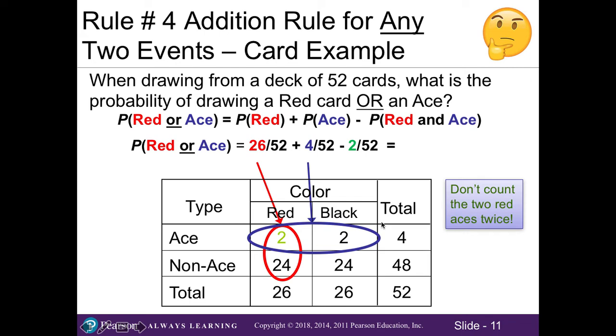Notice though that what we have identified as our probabilities for red cards and aces has an overlap of red aces specifically. So we will subtract 2 over 52 because we don't want to count the red aces twice. And so we've got a fraction here where we'll add up 26 and 4 and subtract 2, with the denominator over 52. And that'll give us our probability that we either get a red card or an ace at 0.54. As you can see in the chart here, we're doing a joint frequency table, which we learned about in Chapter 2.